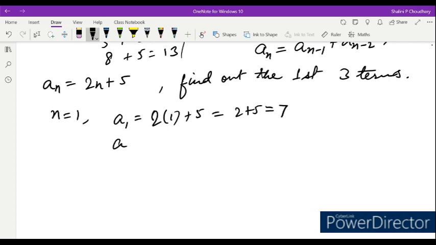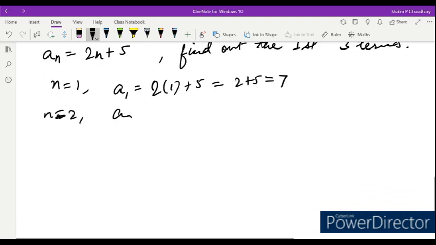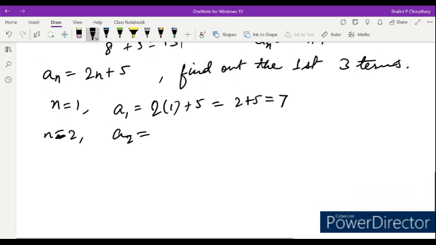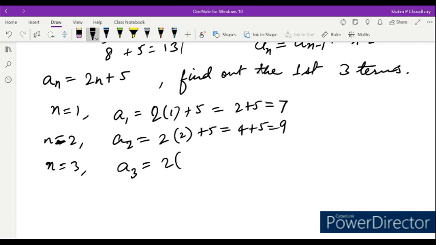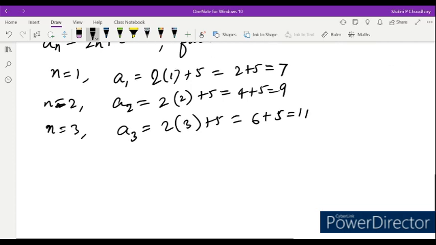Okay, let's take n is equal to 2, I mean the second term. So a2 will be equal to 2 into 2 plus 5, that is equal to 4 plus 5, 9. Okay, if n is equal to 3, then a3 will be equal to 2 into 3 plus 5, that will be equal to 6 plus 5, that is 11. Okay, so the first 3 terms will be 7, 9, 11.